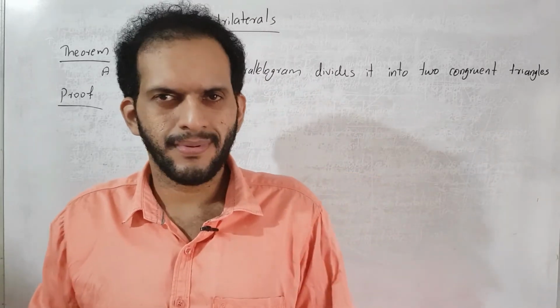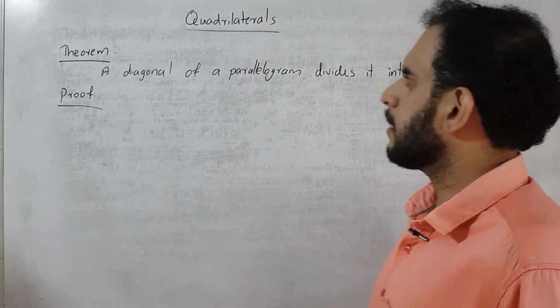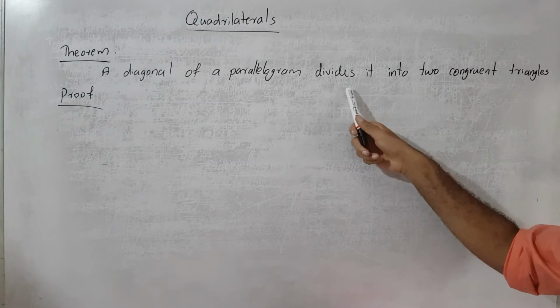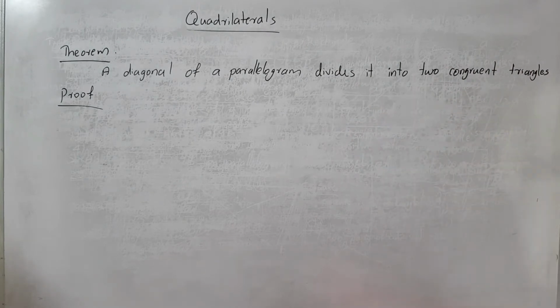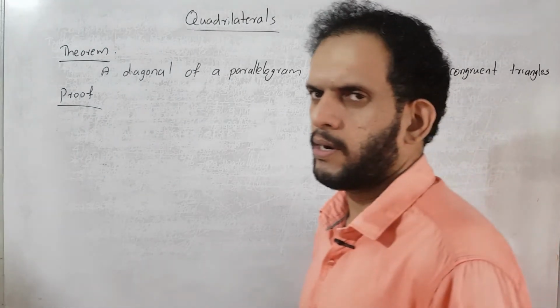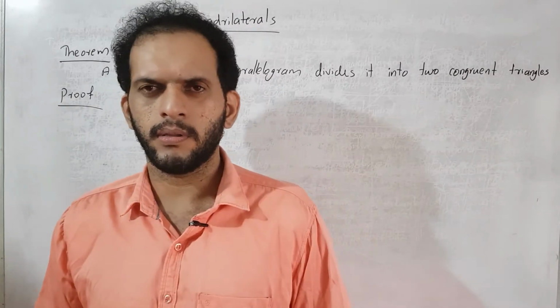So the theorem says this: a diagonal of a parallelogram divides it into two congruent triangles. Okay, it is very clear. What does the theorem say?